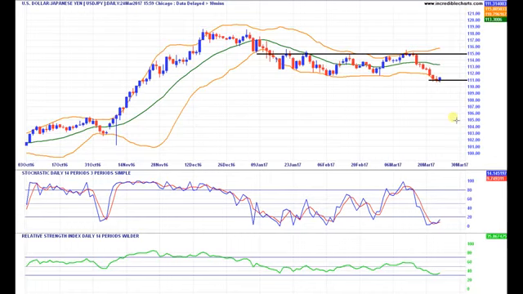And the commercials have just taken some of their shorts off the table. They still remain heavily short, and from our perspective, that just means they expect a bounce. Their positions are not indicating there's going to be a trend change. So from the way the chart looks, we're going to get a bounce.